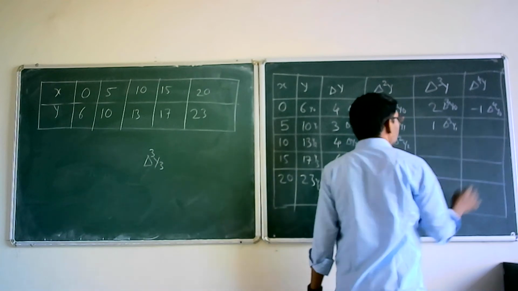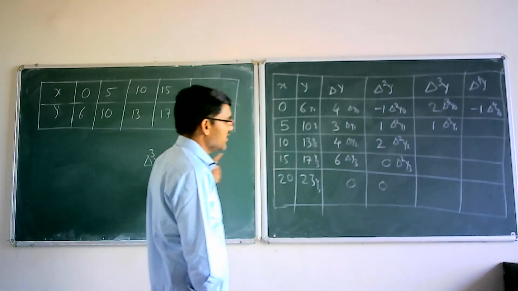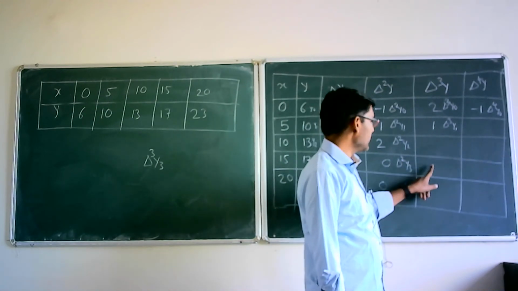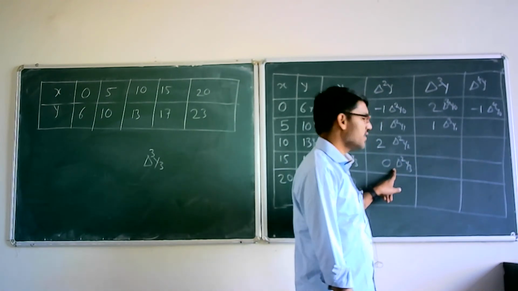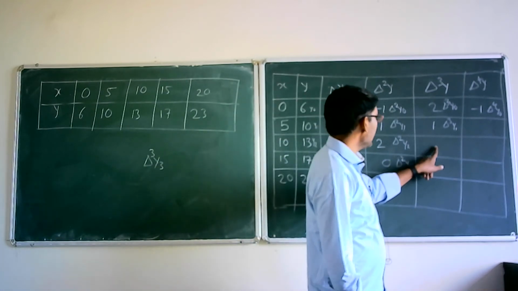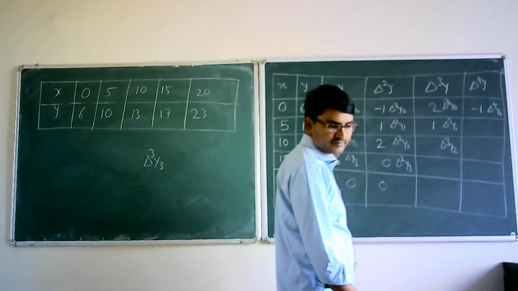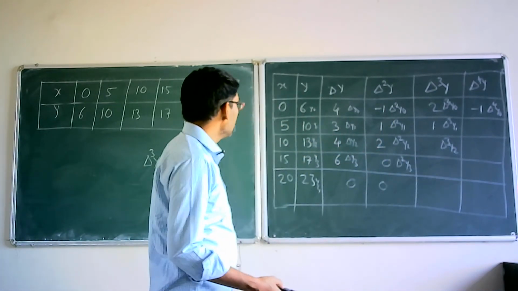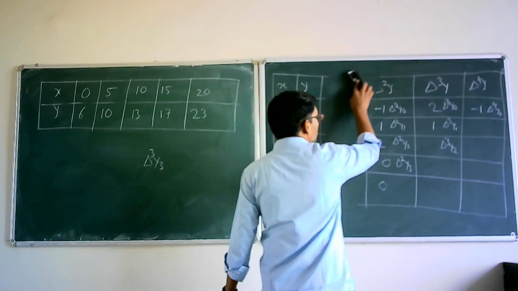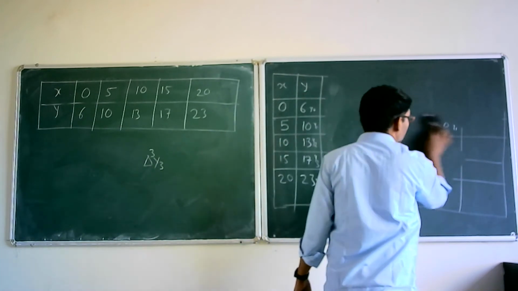So if you want to determine delta cube y3, here is the black box, which means they are all equal to 0. So delta cube y3 is 0. Next, if you find delta cube y2, it is also 0. Now, again by the same table, we want to construct a backward difference table.